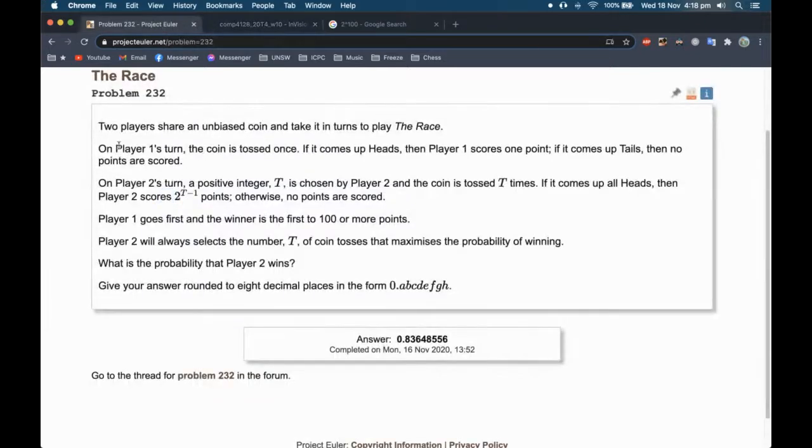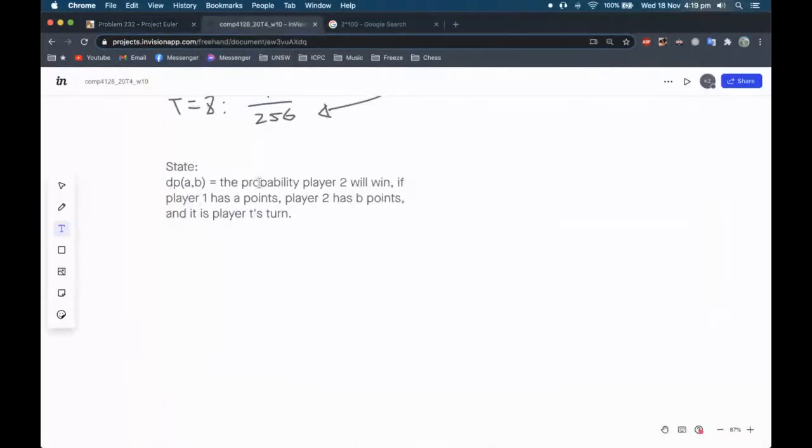But in this particular problem, player 1 actually has no agency at all, right? All player 1 does is toss the coin once. If he gets the head, then yippee, he gets 1 point. If he doesn't, then he gets no points. But he doesn't get any choice at all about how to play his turn. Whereas player 2 gets to actually choose the t times that he flips the coin. So in this particular case, we don't actually need to put the turn into our state. We can just be satisfied with saying dp[A][B] is the probability that player 2 will win, given the state A and B, and given that it's player 2's turn. That's going to be our state.